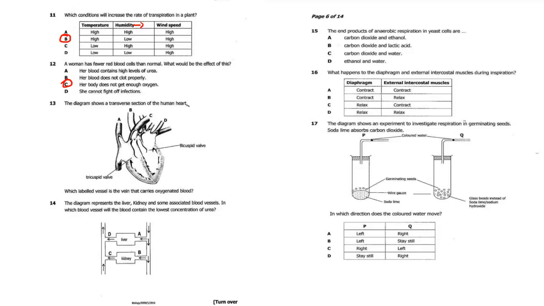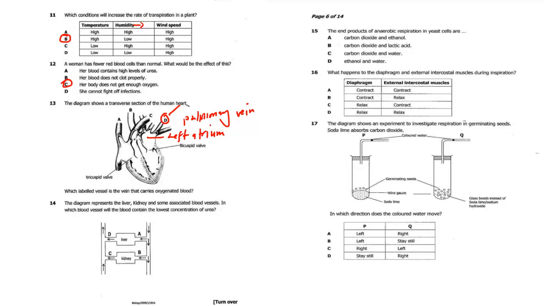Question 13, the diagram shows the transverse section of the human heart. Which labeled vessel is the vein that carries oxygenated blood? The one that carries oxygenated blood is D. This is the pulmonary vein, the route through which blood enters the left atrium. And of course, before it goes to the left ventricle, for transportation to all parts of the body through the aorta.